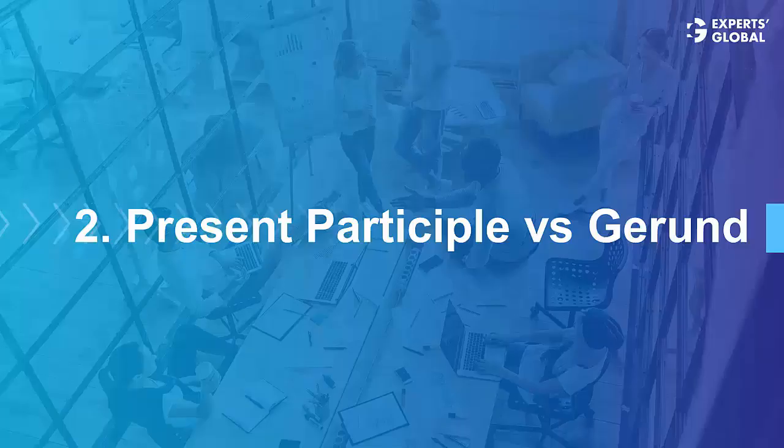Present participle and gerund, they look the same, but they play different roles. Present participle is a verb or adjective, whereas gerund is a noun. So the same word such as playing can be a present participle, therefore a verb or an adjective, but it can also be a noun and therefore a gerund.